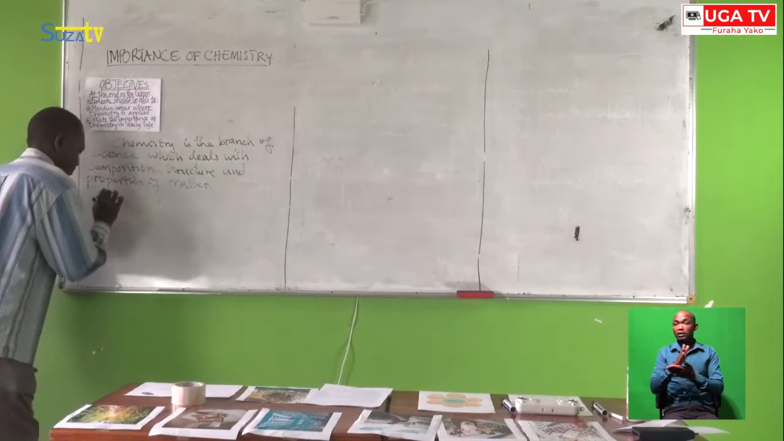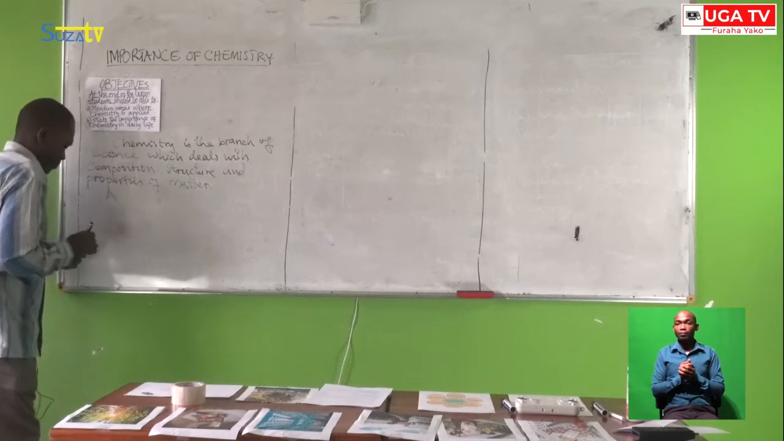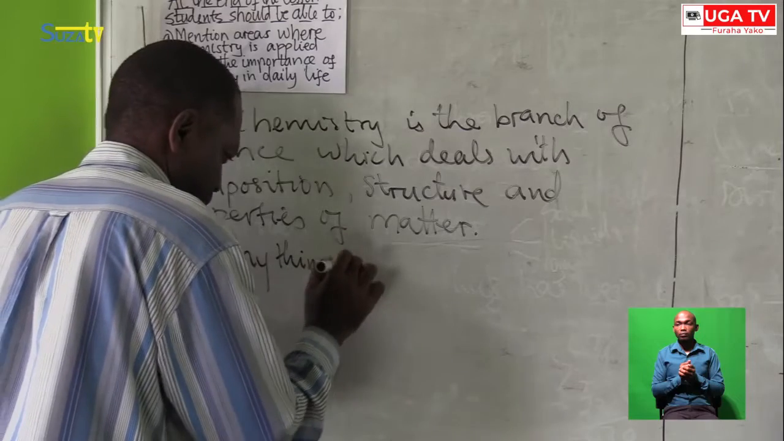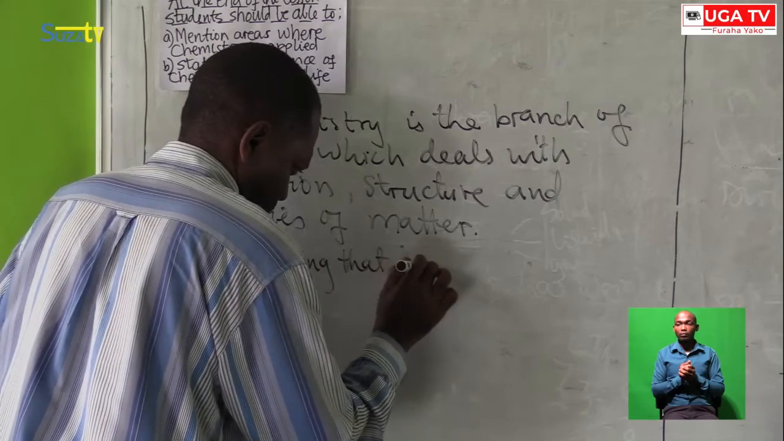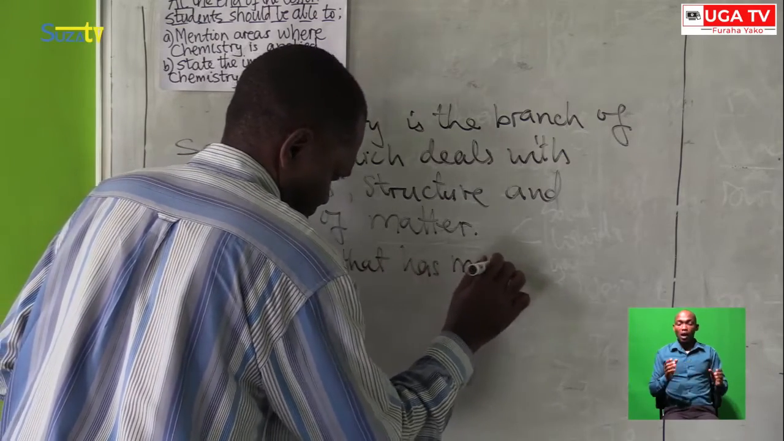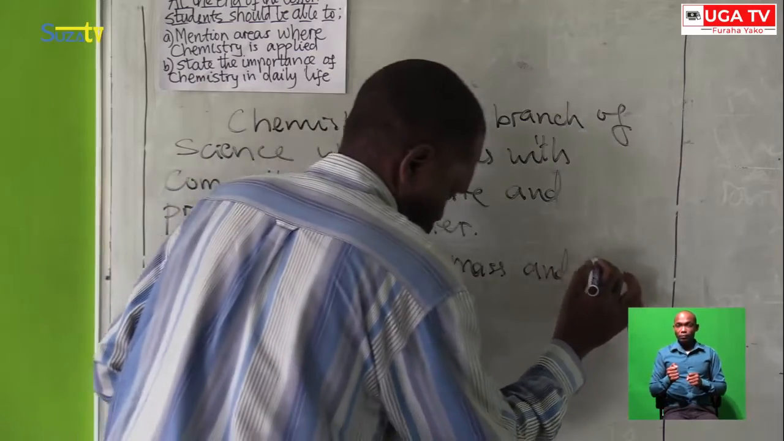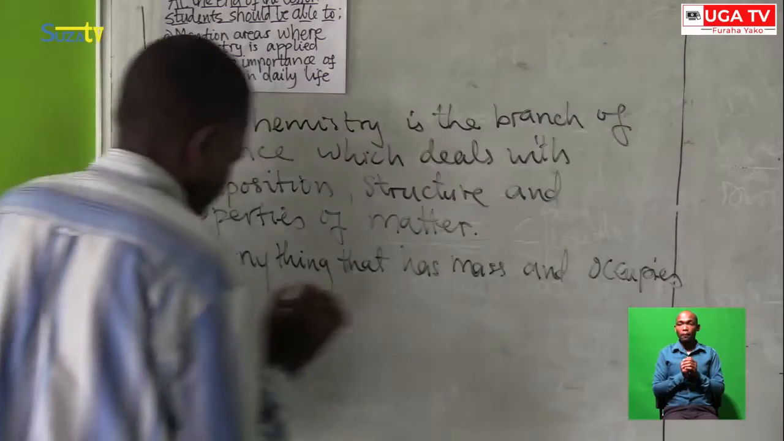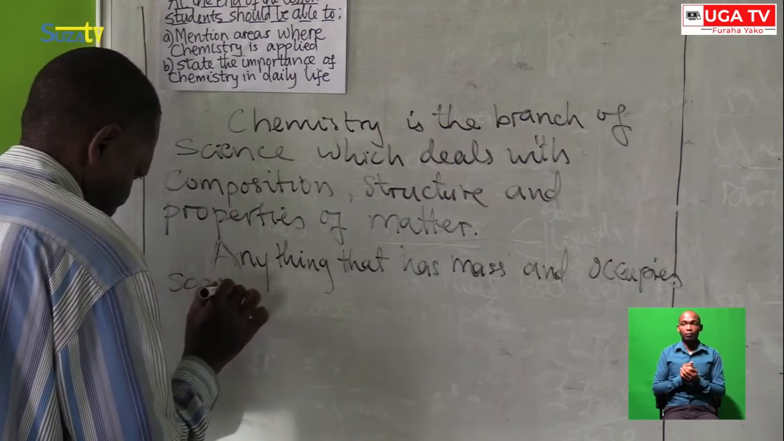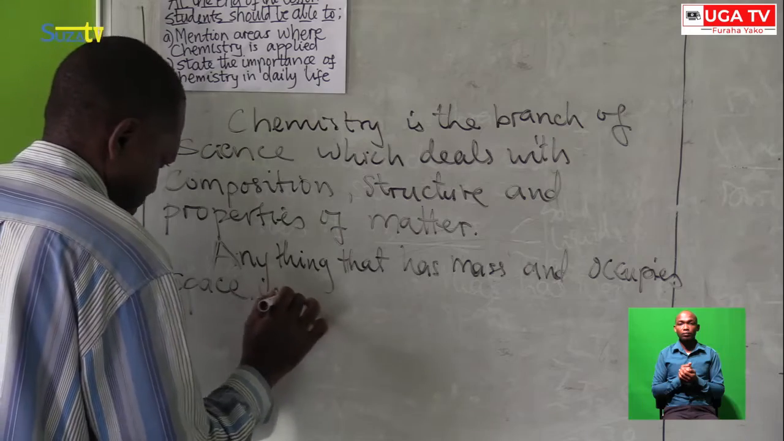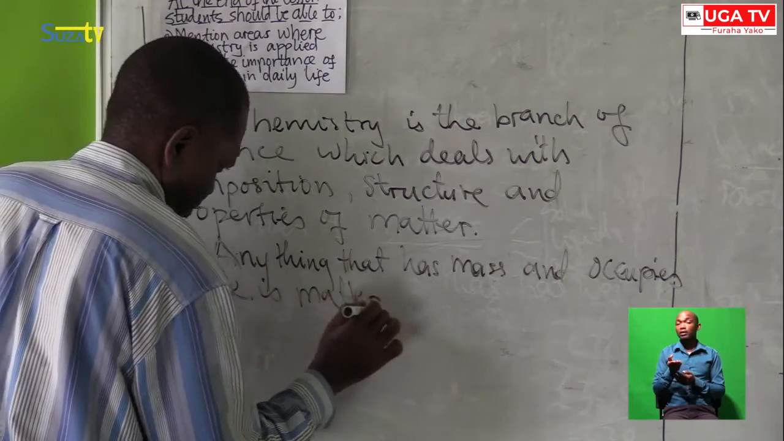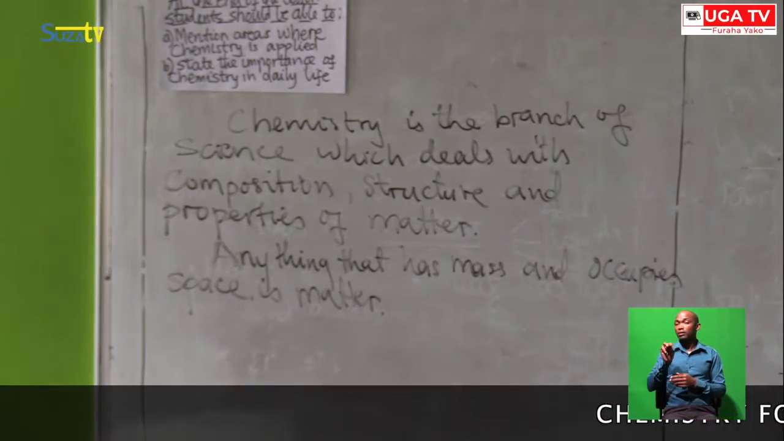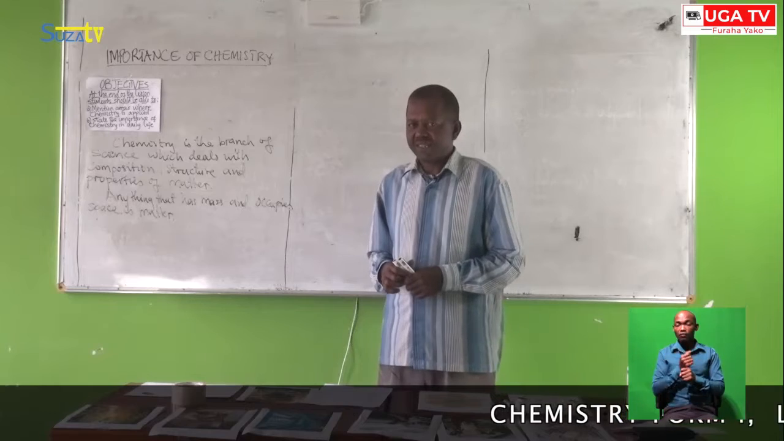Anything that has mass and occupies space is matter. But in fact, in matter, we have three states.